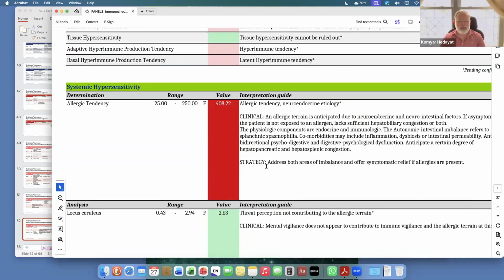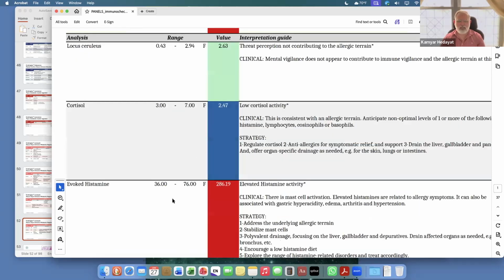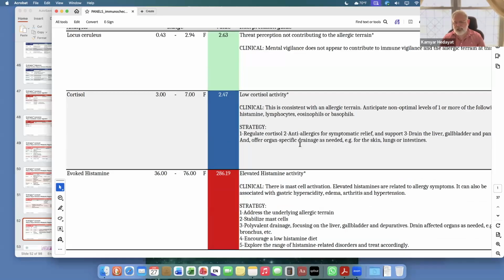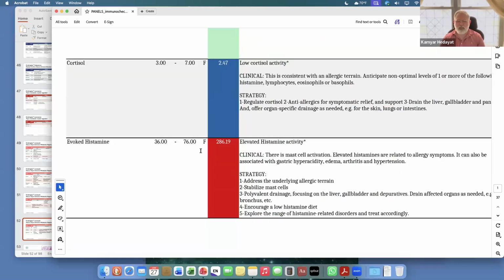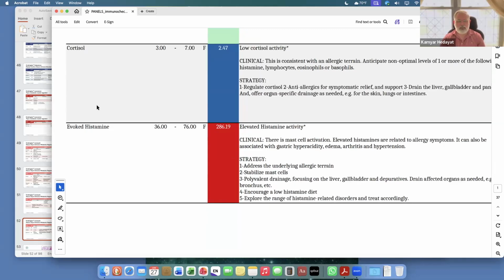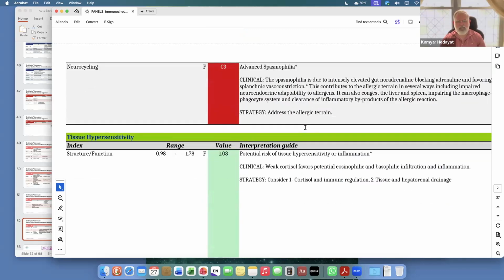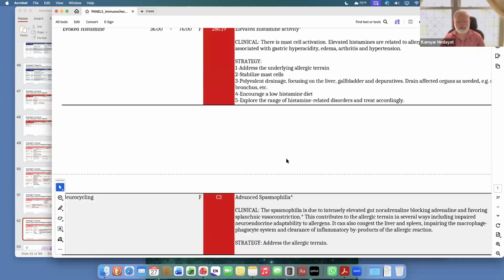Then it goes through the individual indexes that we've talked about, locus coeruleus, cortisol. And what's new also compared to the allergic tendency panel, is that there's a qualification of how elevated the histamine activity is. So there's elevated, and very, very elevated. And then there's also a discussion of the spasophilia risk. So that concludes the evaluation of the critical terrain.